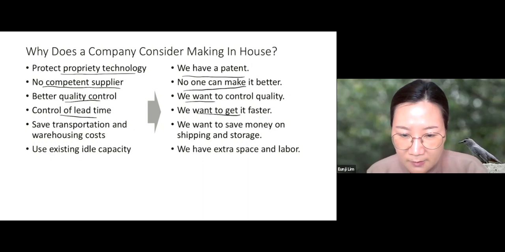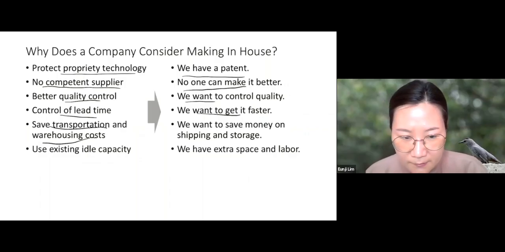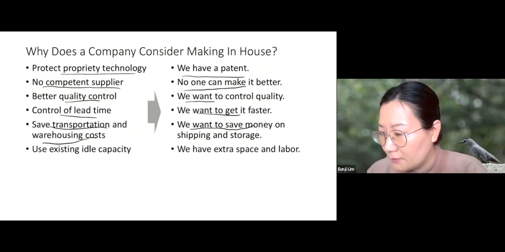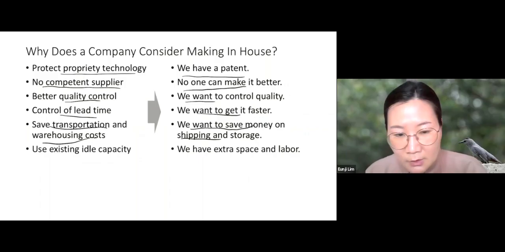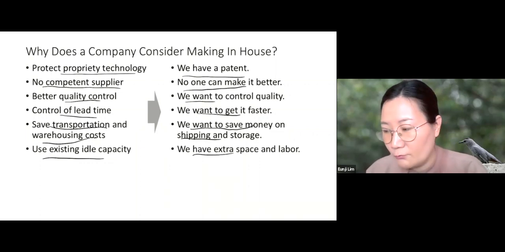If you make something in-house, you don't have to wait for your supplier to deliver. You can save transportation and warehousing costs. If you make something in-house, you don't have to pay your supplier for delivery. You don't have to pay your supplier for warehousing. In other words, you can save money on shipping and storage and use existing idle capacity. And that means we have extra space and extra labor, and we want to use it.